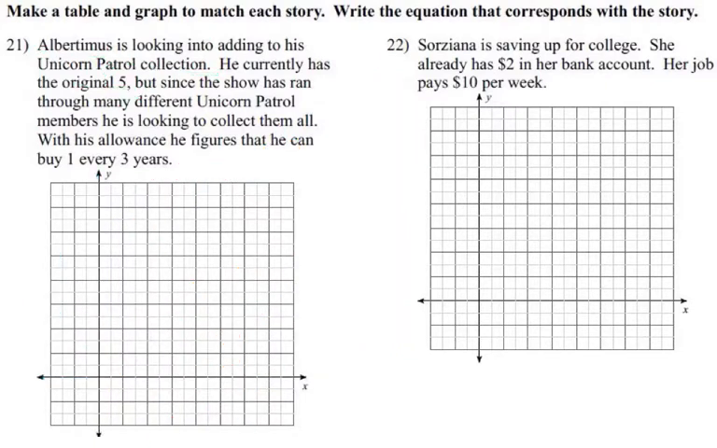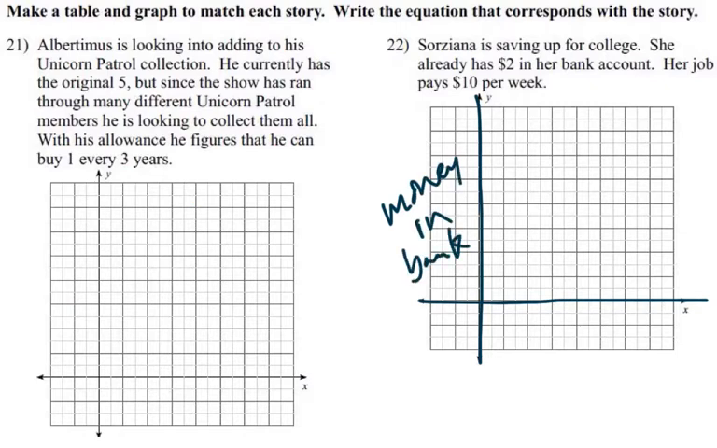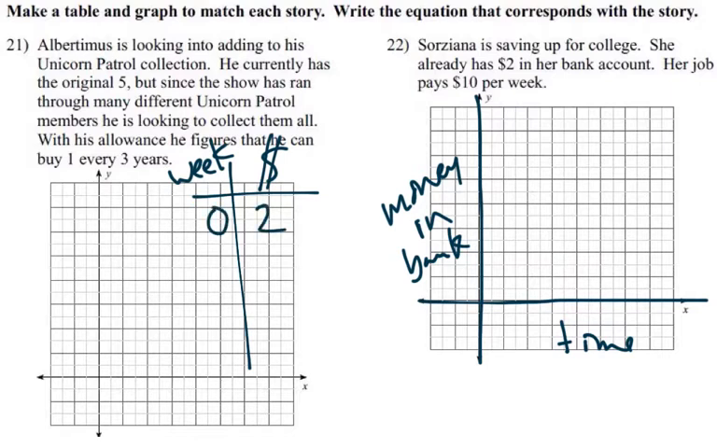Alright. Last one. Sorziana is saving up for college. She already has $2 in her bank account. Her job pays $10 per week. And we're, I guess, assuming that she'll probably put that money in. So money in bank account would be one group, right? And I'm almost out of time. And then time, again, per week. So you'd make a table. You've got the weeks and money. So she started out with $2. And every week she gets $10 more.